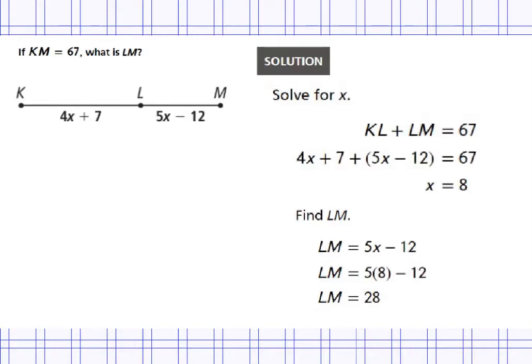Here we have the same problem written more formally. Here we have KL plus LM is equal to 67. And we know that the value of LM is 5x minus 12, so that can be substituted in for LM. We also know the value of KL is 4x plus 7, so that's substituted in for KL. And then when we solve, we get x is equal to 8. After we have that value of 8, we have to go back and plug it into our original value, and we get 28.